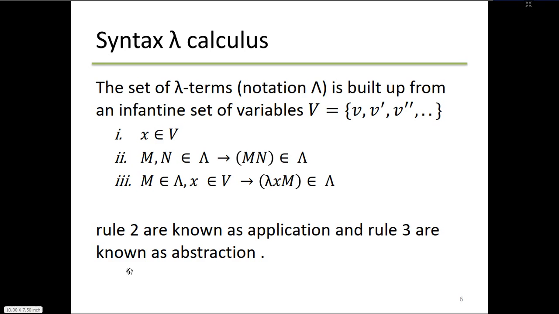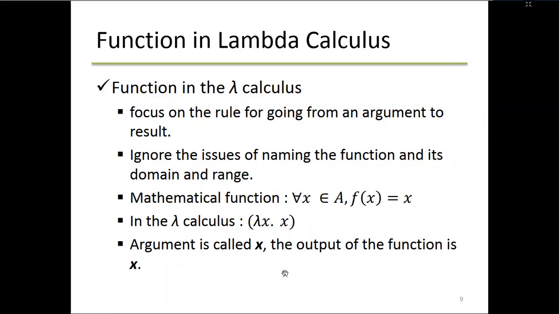And rule 3 is known as abstraction. Abstraction means here a function type. So this is the way the syntax of lambda calculus will be written. Functions in the lambda calculus are written like this. Functions in lambda calculus focus on the rule for going from an argument to the result. Ignore the issues of naming the function and its domain and range, because lambda functions are themselves nameless functions.